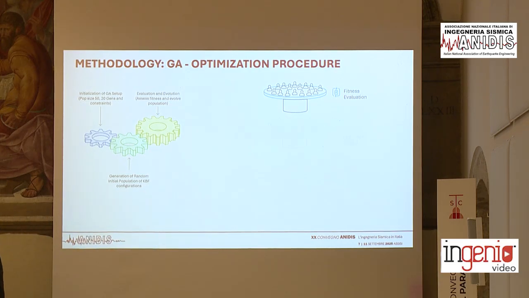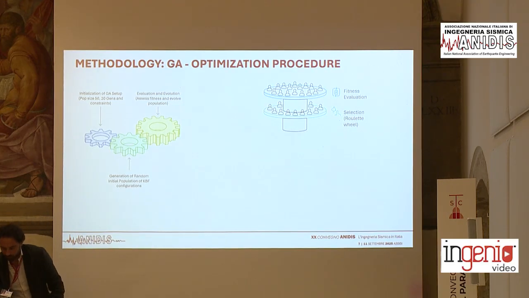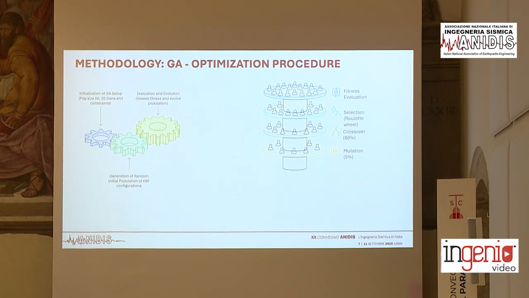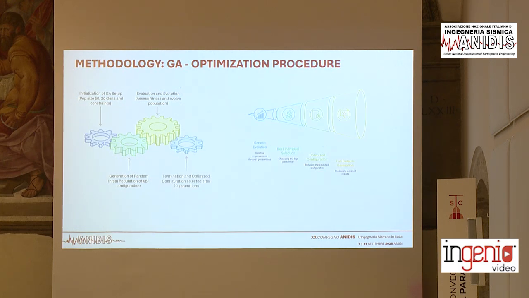We have the selection process, a roulette selection process based on the performed fitness evaluation, and the crossover and the mutation process follows. Operators are then applied. Also, elitism is applied here to carry the best 5 individuals from the previous generation to the next generation. And after this iterative evolution through the generations, the optimal configuration is obtained.